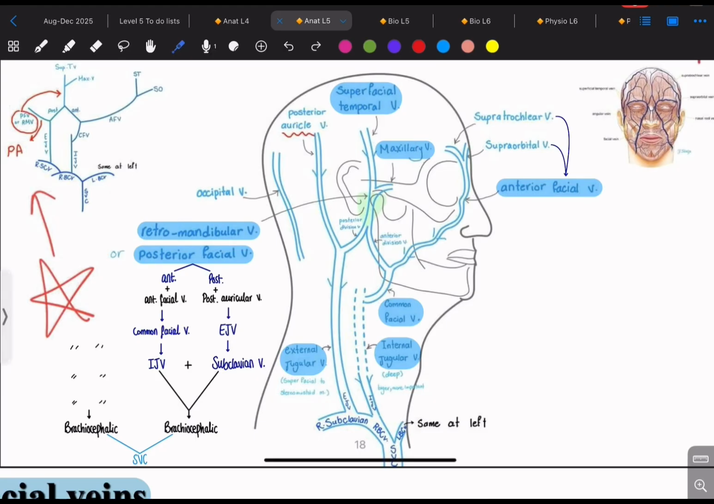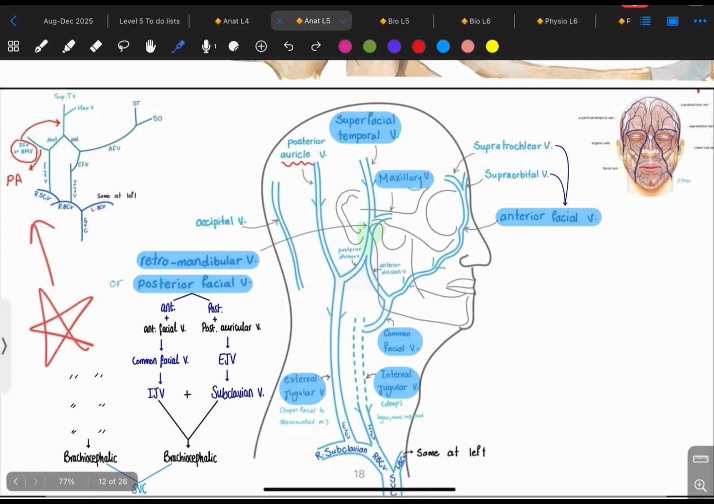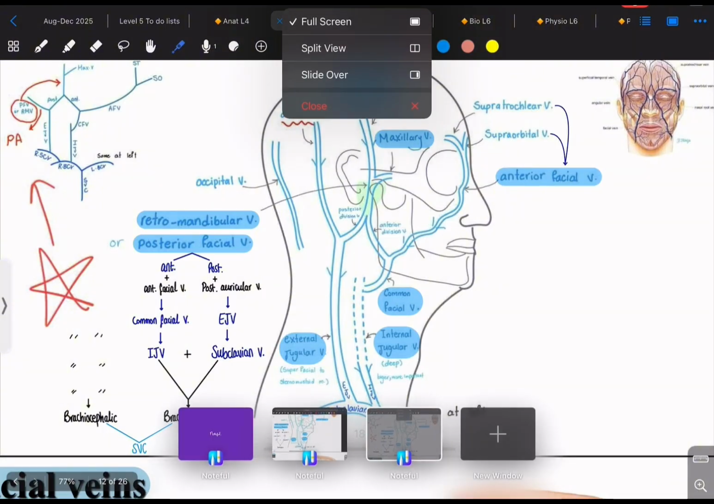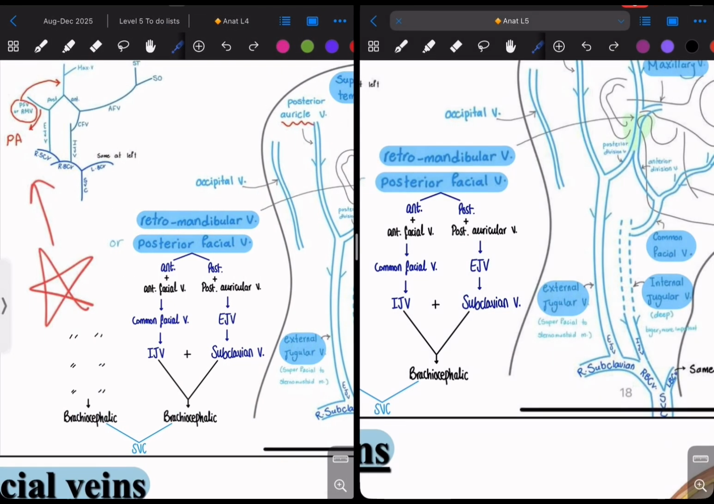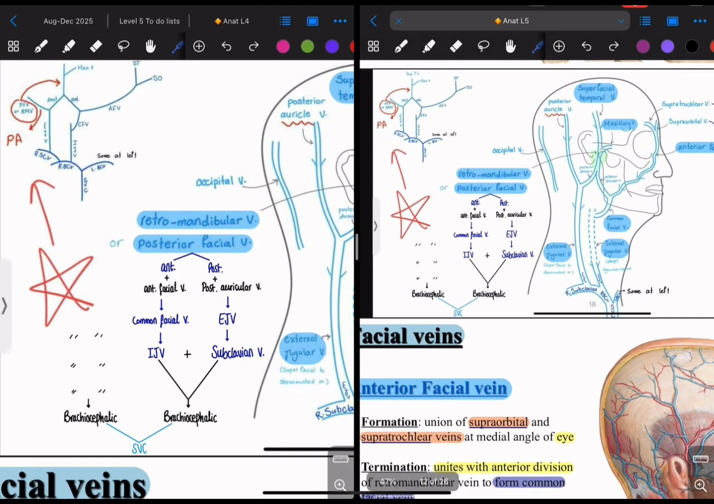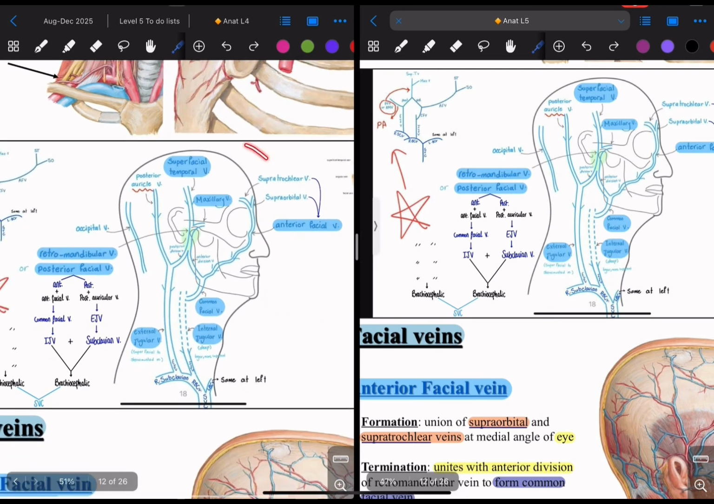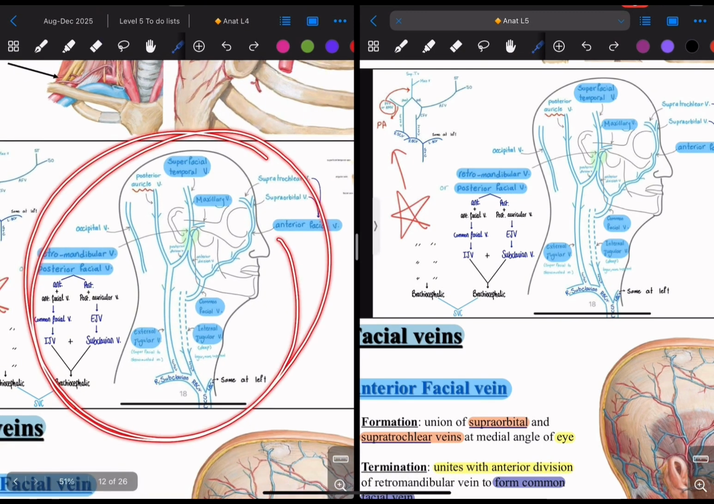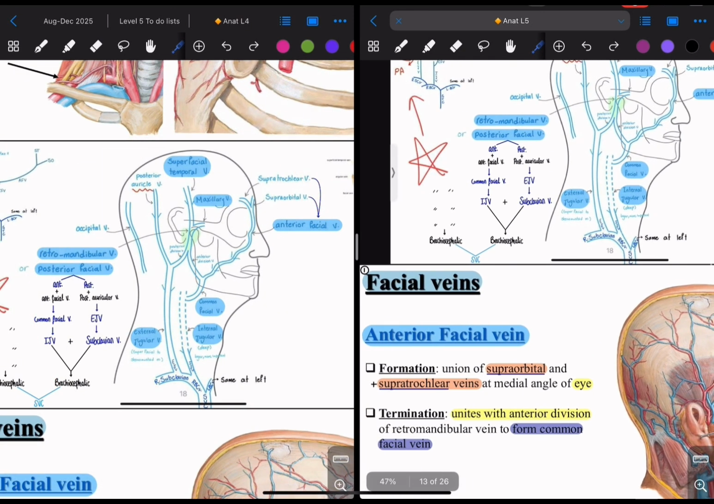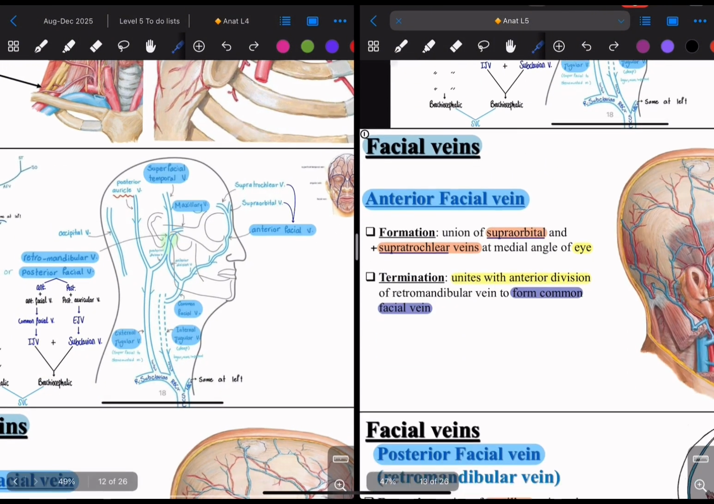Okay. Now let's go over the slides and see them in more details. It's gonna be the exact same thing I just said, but worded in a different way, okay? But it's exactly the same thing we studied here. So if you remember this really well and you study this really well, you're not gonna need to go over these slides at all, okay? Let's start with the facial veins.